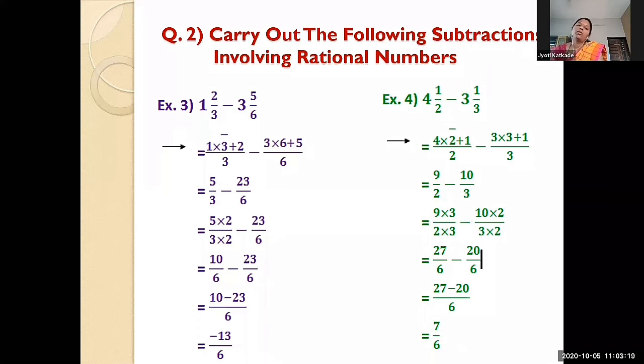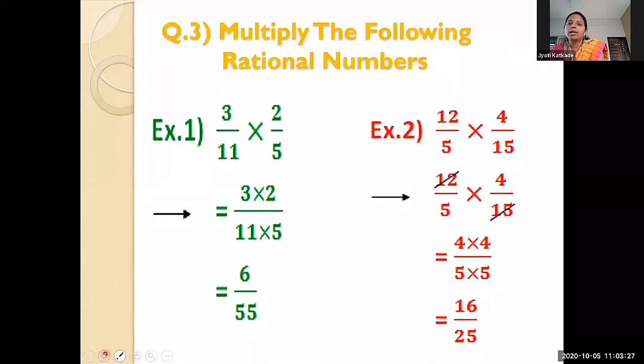Okay. All of you got it? How to subtract the rational number? Now, third question is multiply the following rational numbers. We have taken one example of multiplication at the starting of this lesson. Okay. See, first example, 3 upon 11 into 2 upon 5.